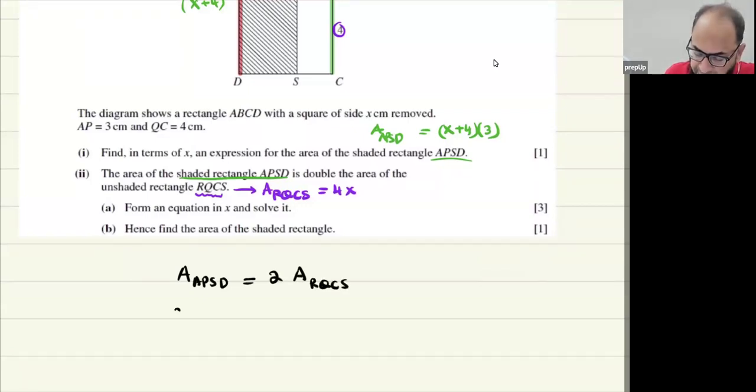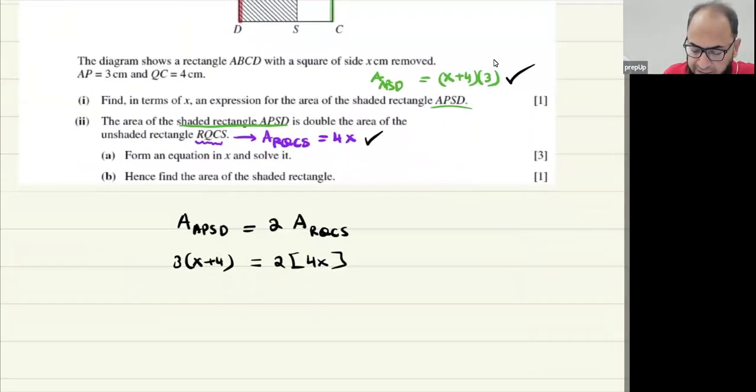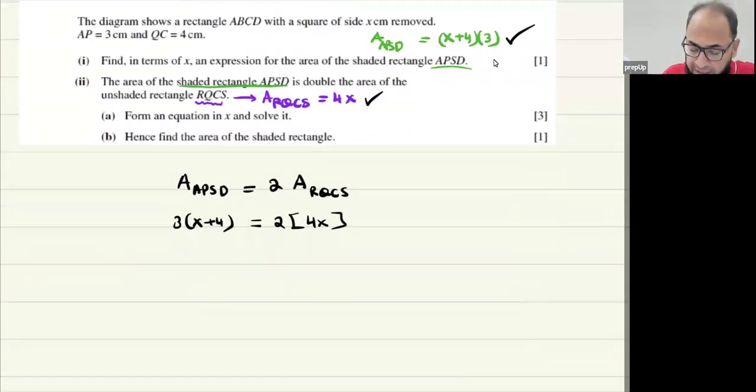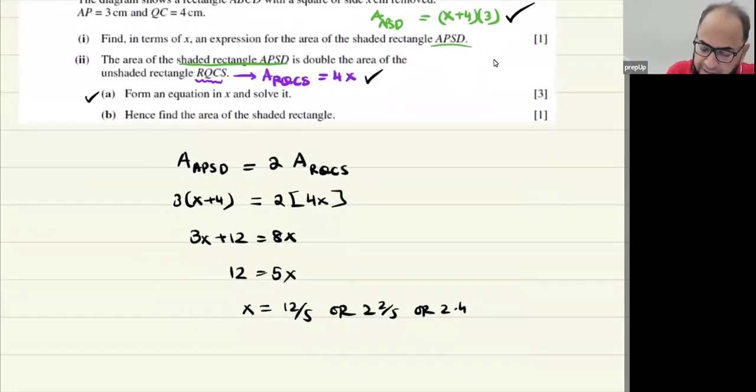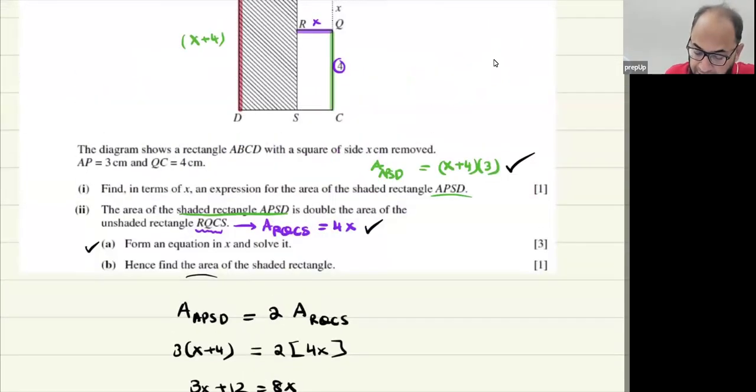So therefore 3 times x plus 4, which is this green thing, is equal to 2 times 4x, which is this purple thing. Form an equation in x and solve it. So it's not a quadratic, it's just a linear equation. So 3x plus 12 is equal to 8x, and 12 is equal to 8 minus 3, which is 5x. Therefore x comes out to be 12 over 5, which is 2 whole 2 over 5, which is 2.4.